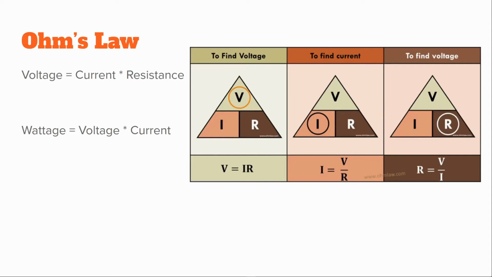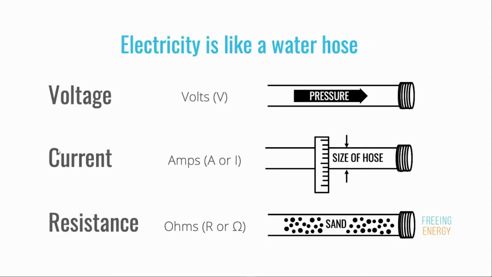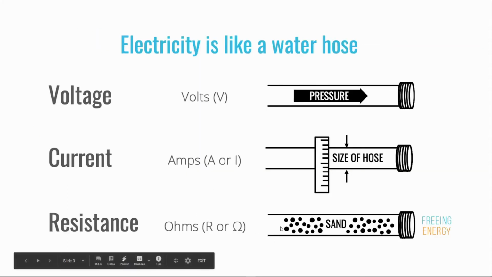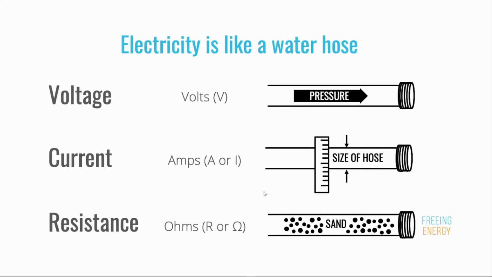If we go back to the water analogy, that makes perfect sense, because if you think about it, the more resistance you have, the smaller the size of the hose, because you have more sand, less area to go through, which means you have less current. But the pressure is always going to be the same, because the speed of the water is always going to be the same. Even if there's more resistance, so there's less space to go through, the speed of the water isn't going to change. The pressure is going to stay the same. It's just there can be less water going through at the same time.